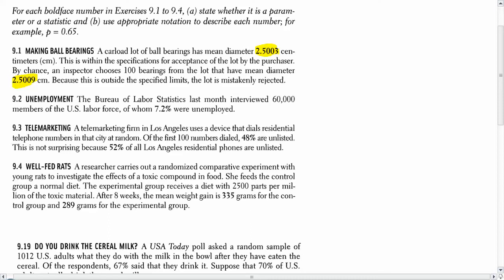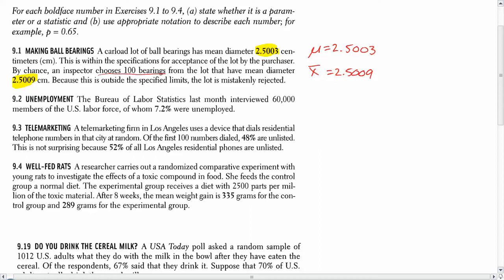Okay, so try to determine whether it was a number describing a sample that they took or whether it was describing the whole population. Okay, well, you see a carload, a lot of ball bearings, has mean diameter 2.5003. Okay, and then later, by chance, he chooses 100 bearings. Okay, that would make this first one be a parameter, 2.5003. And x bar out of the sample of 100 is 2.5009.